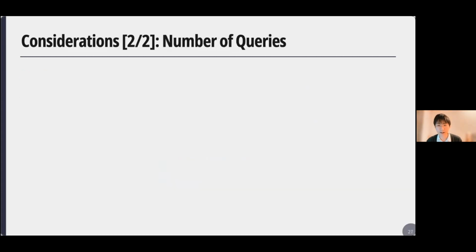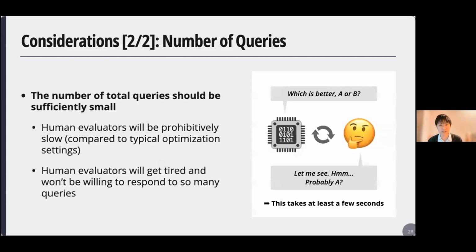And the second consideration is the number of queries. So when having a human in the loop, the number of total queries should be sufficiently small. For example, not like 1,000. This is because human evaluators are prohibitively slow compared to typical optimization settings using machine processors. And another reason is that human evaluators can simply get tired if asked so many times.